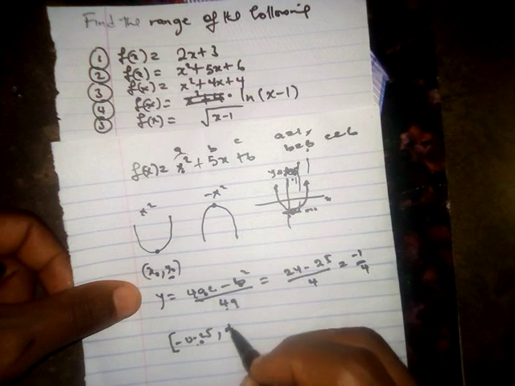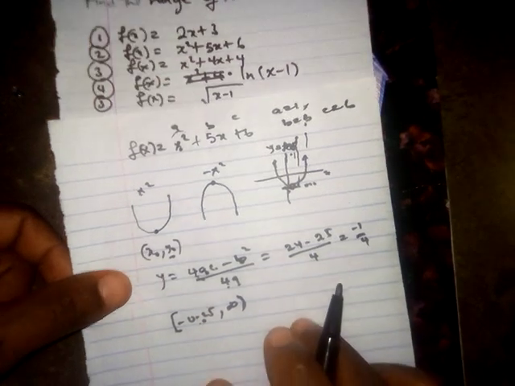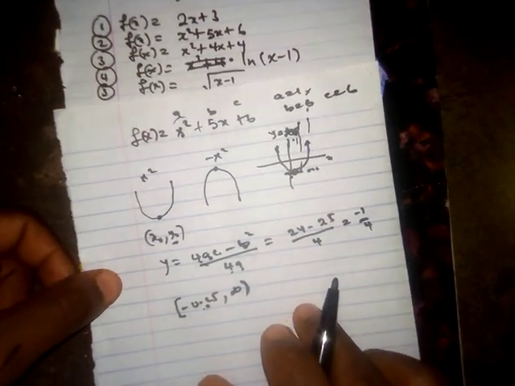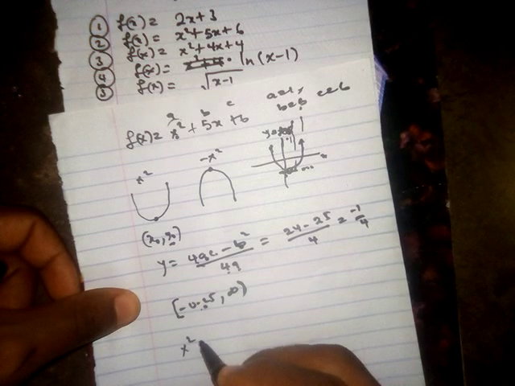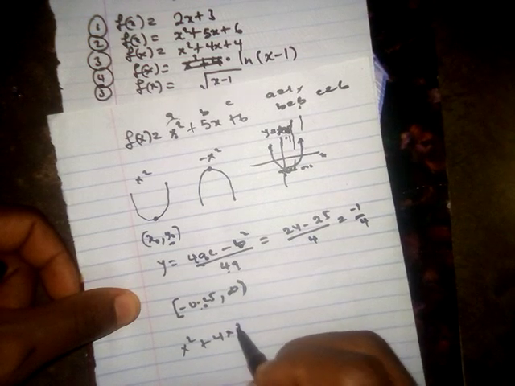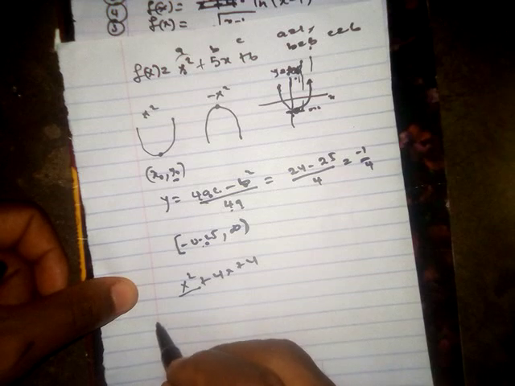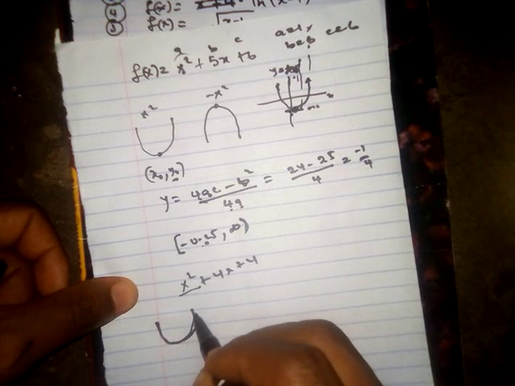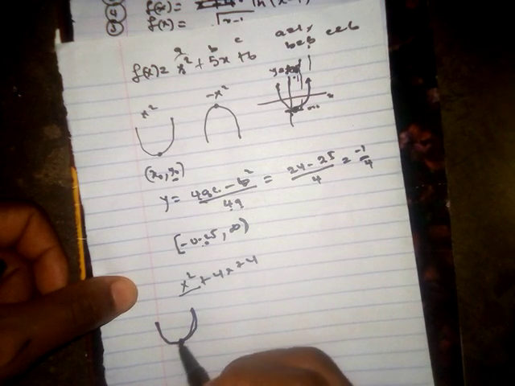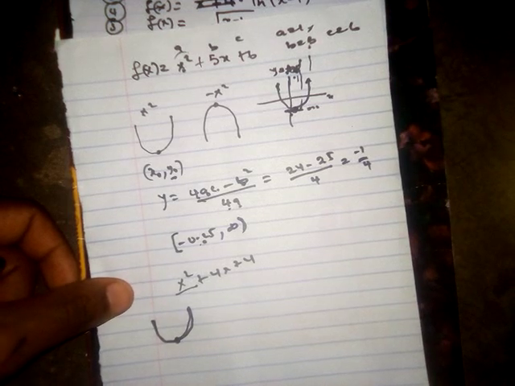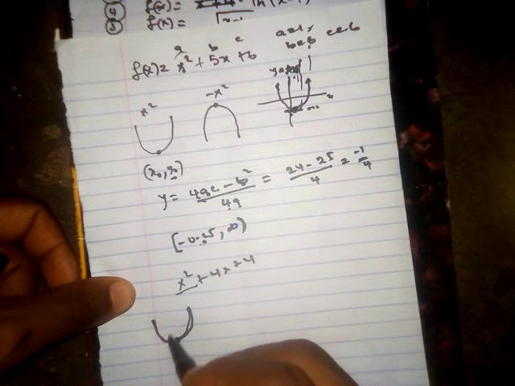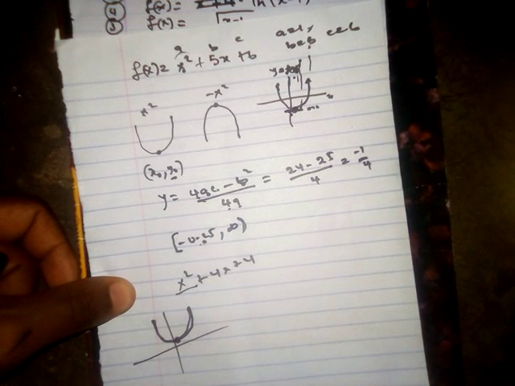So the range will be from minus 0.25 to infinity. Okay, now the same thing applies if we solve for the second one, x squared plus 4x plus 4. Now I told you that since this is positive, it means that the curve is in this form. Now we have here to be the minimum point, okay, meaning that let's assume that the graph looks like this.